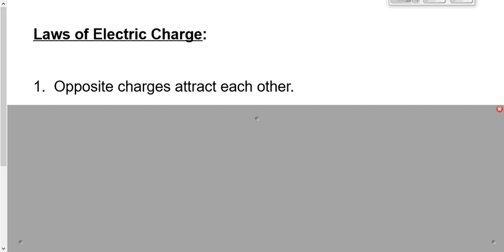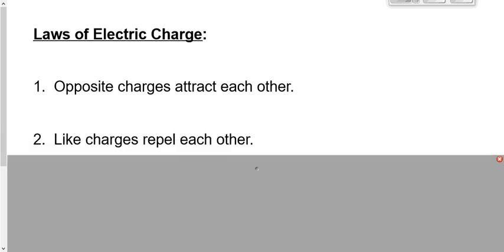What do you think the second law is? If opposite charges attract, same charges don't attract. We usually say that as like charges repel, but it means the same thing. Like charges repel each other. Positive pushes away positive. Negative pushes away negative. So we've talked about positive attracting negative, negative attracting positive, positive repelling positive, negative repelling negative. What have we not talked about yet? What have we missed?